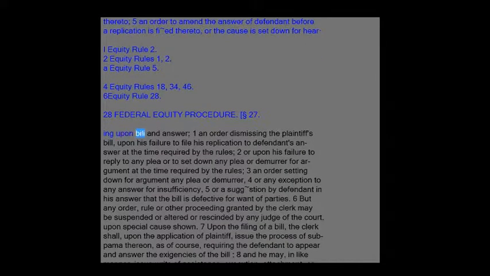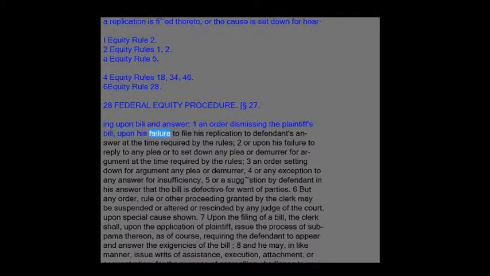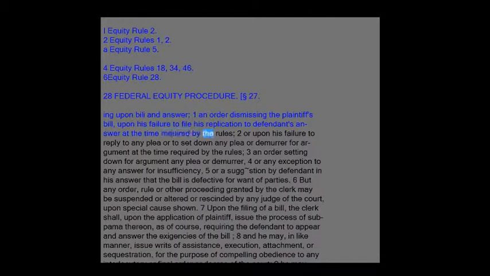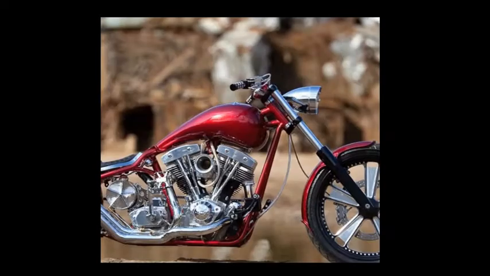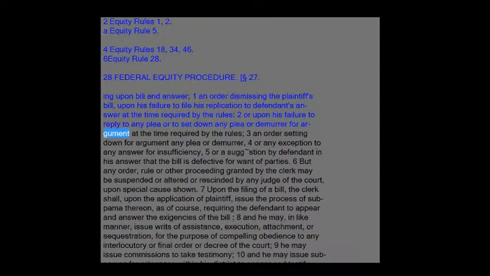27. Upon bill and answer. 1. An order dismissing the plaintiff's bill, upon his failure to file his replication to defendant's answer at the time required by the rules. 2. Or upon his failure to reply to any plea, or to set down any plea or demurrer for argument at the time required by the rules.